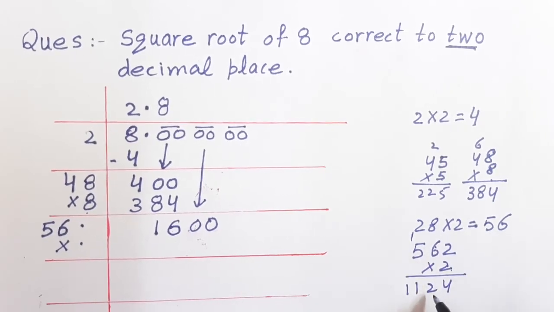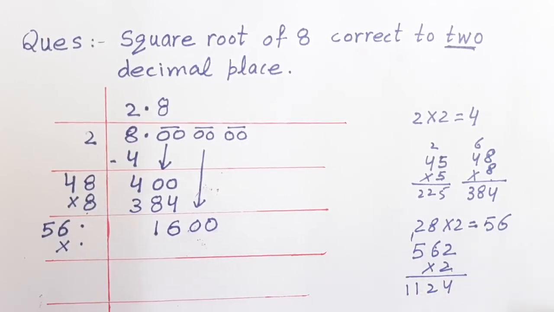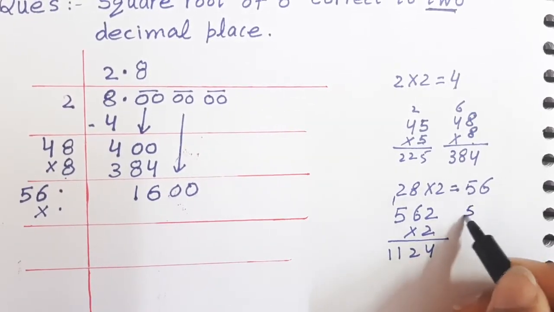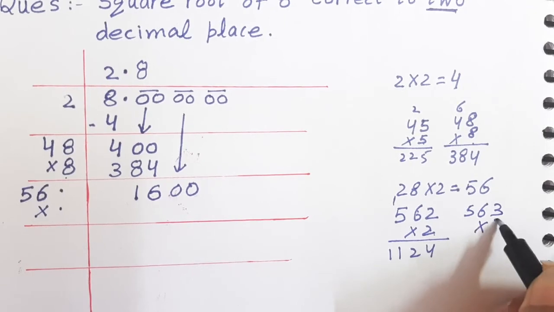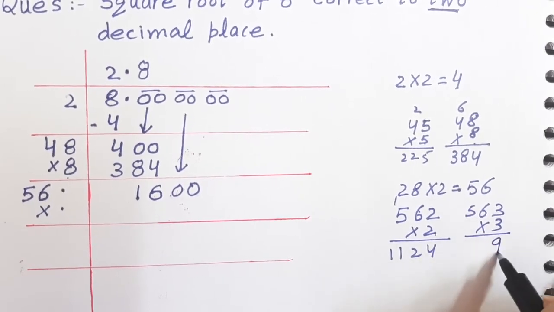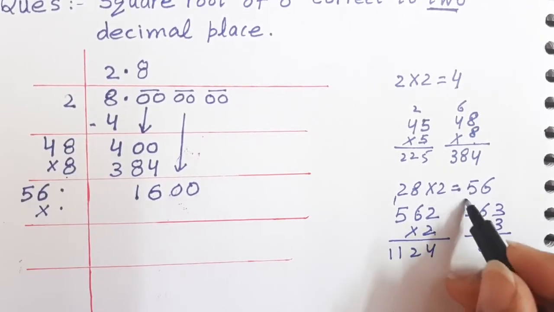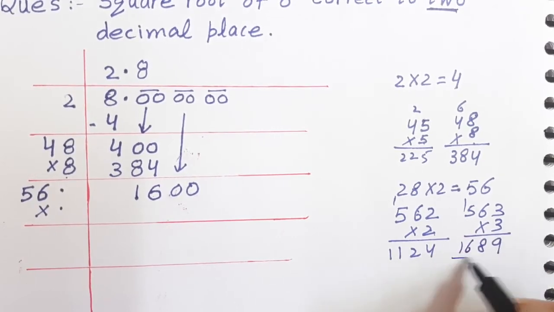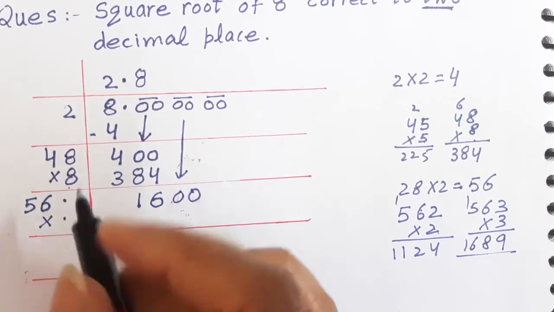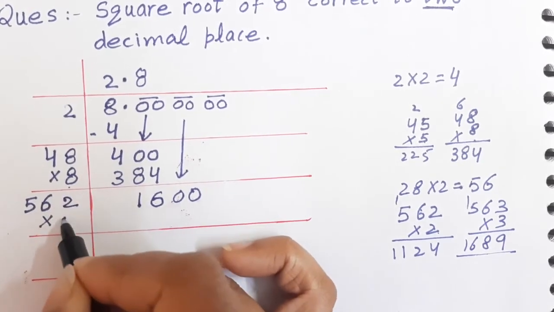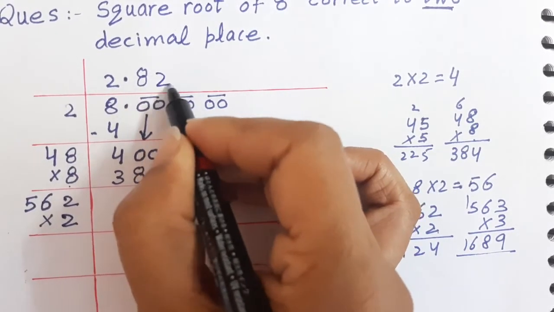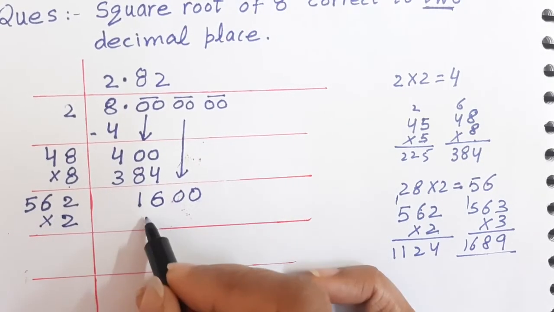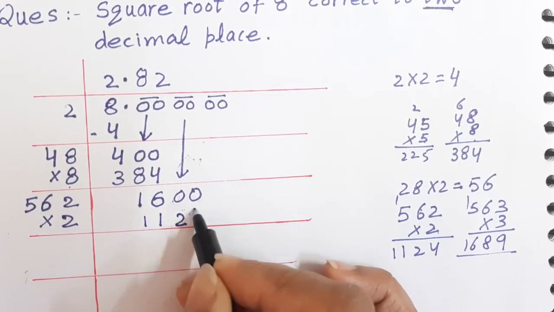I am very close to this. Let us try with one more number. Let's try with 3 also. 563, then 3, 3 3s are 9, 6 3s are 18, then 3 5s are 15 and 1 is 16. Now you can see it is big, so we go with 2s. So 2 here and then 2 here. So 562 2s is how much? Yes, 1124.